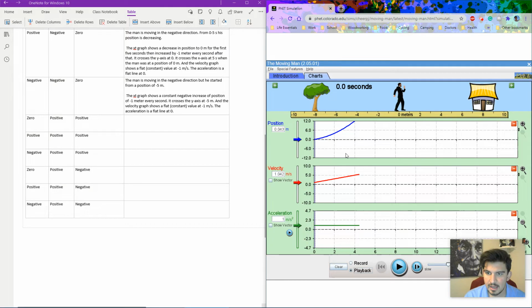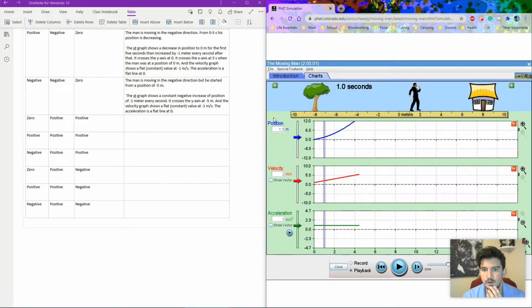So let's play this back. Let's look at what this man does one more time. Okay, he's moving. It looks like he's moving a little bit faster, a little bit faster, a little bit faster. Let's prove he's moving faster by playing this back. At 0 seconds, he's at a position of 0. At 1 second, he is at a position of about 1.5.